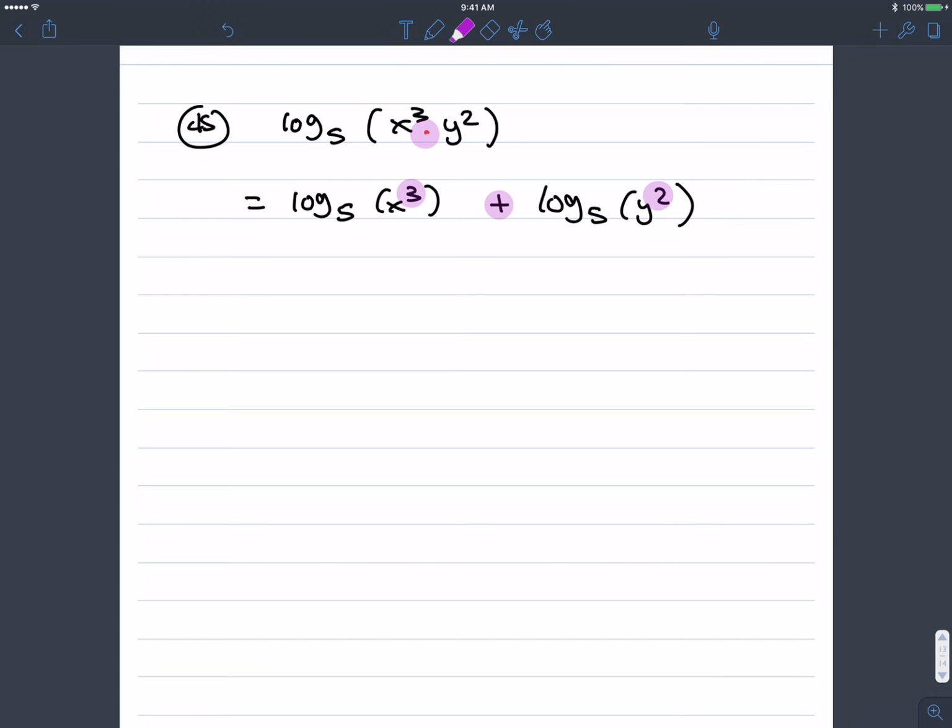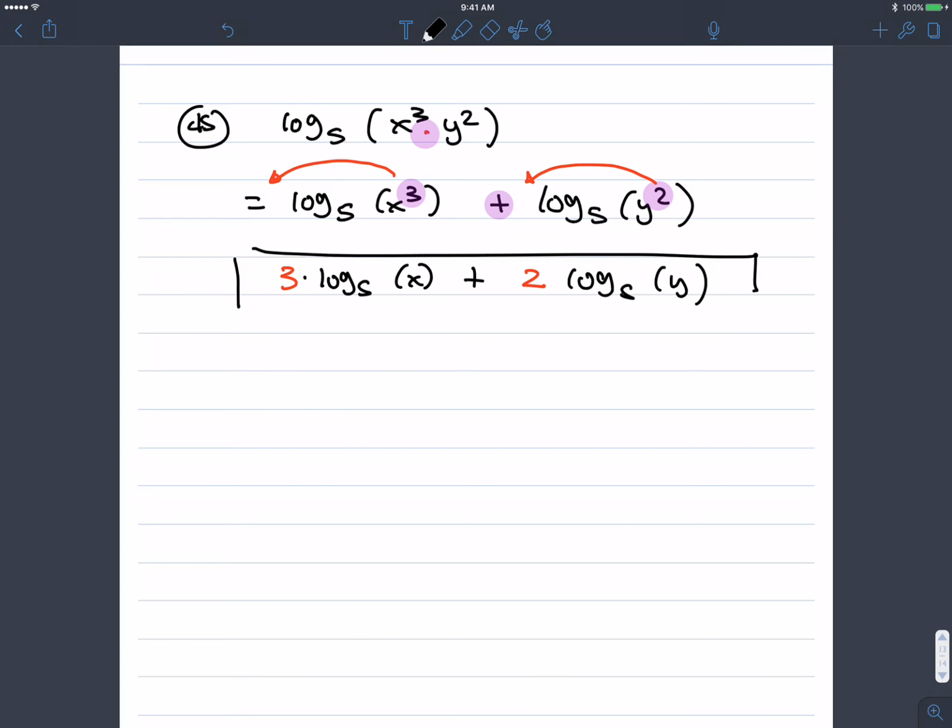I get to now use the power rule twice here, meaning the power rule says I can pull out my powers as constants and multiply them to the log. So that 3 now is here, and that 2 now is here, times log base 5 of x plus log base 5 of y. So this is done in 2 steps in some ways. You use the product rule, write it as a sum, and then use the power rule, pulling out the powers, those constants. And that's 45.